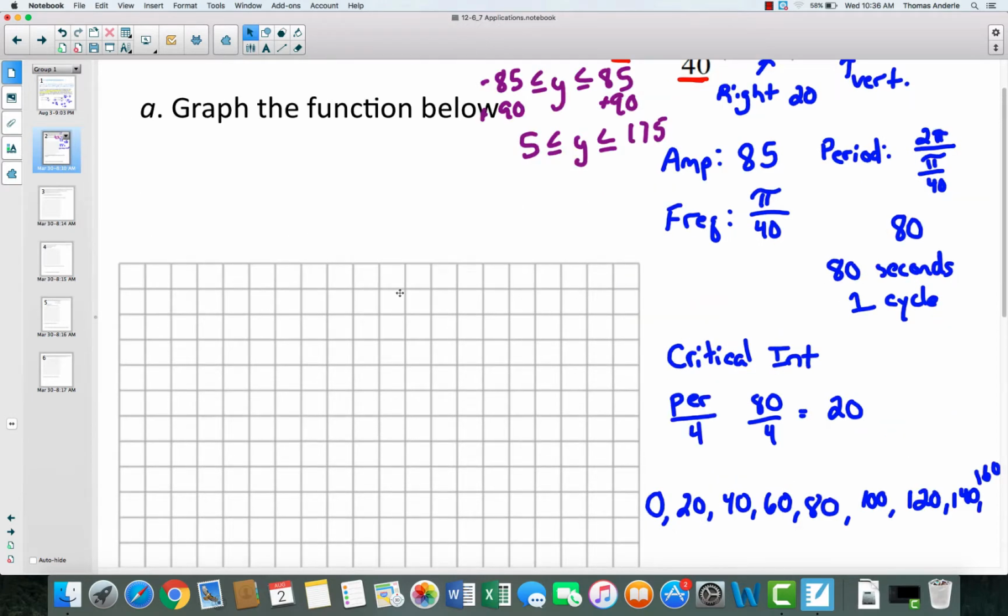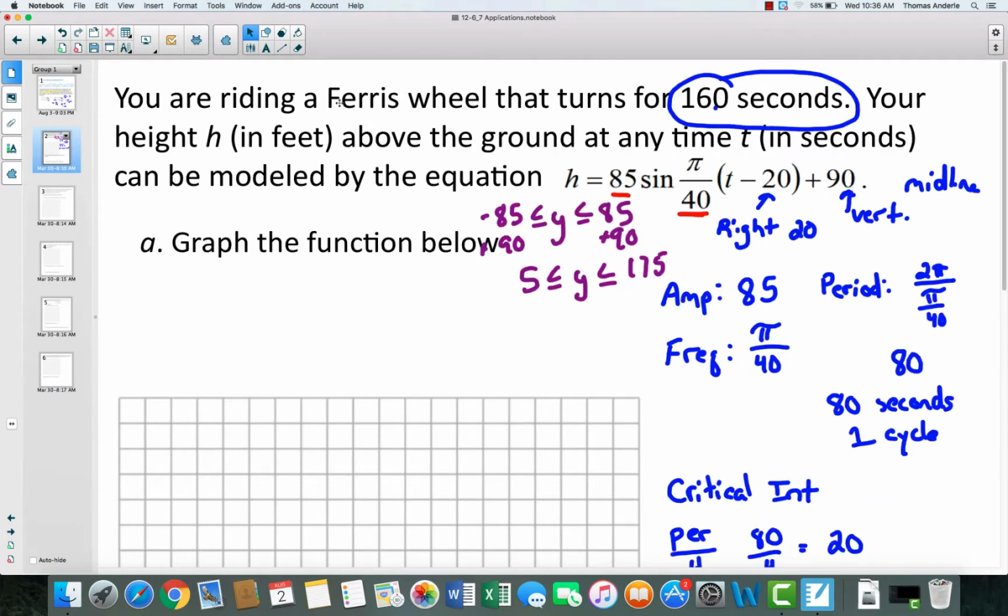Now the reason why we're not starting at 0 is if we think of a Ferris wheel, there's some sort of base, right? You're not going to touch the ground. There's some sort of base we have. And then there's the Ferris wheel.